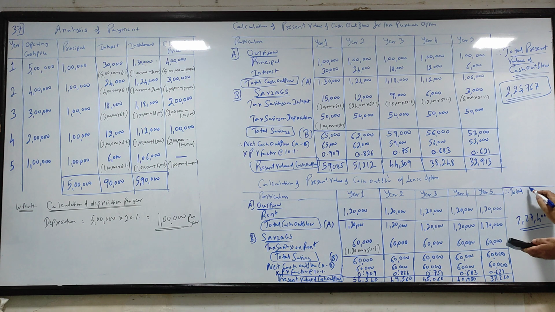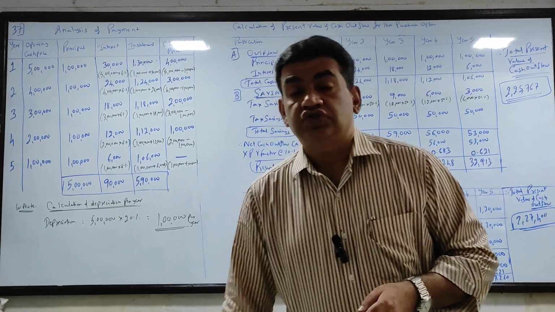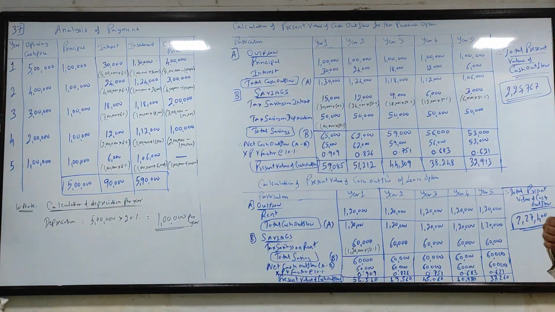Therefore, the total present value of cash outflow is 227,400. Getting it? So that means what? The rent payment which I am making every year, after considering the tax benefit, the payment which I am going to make over a period of the next 5 years, its present value is 227,400.